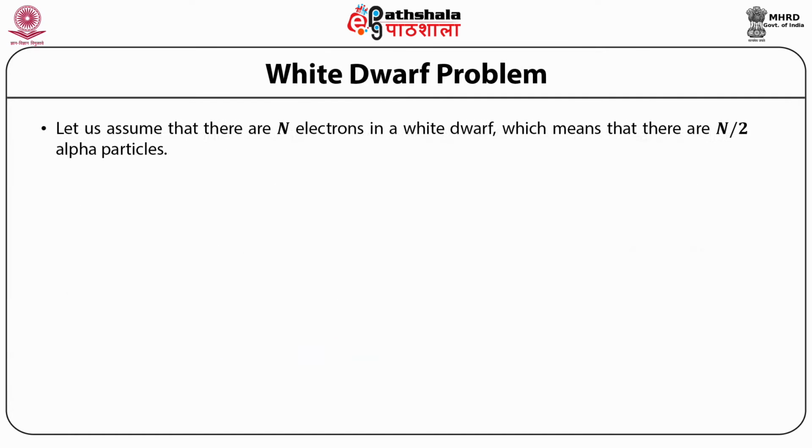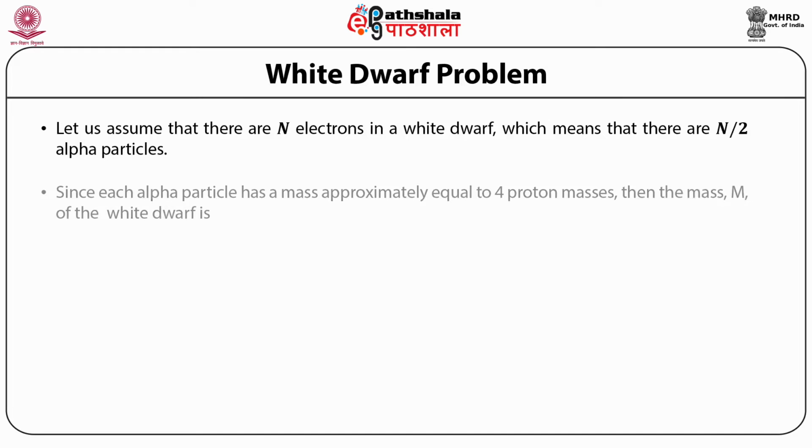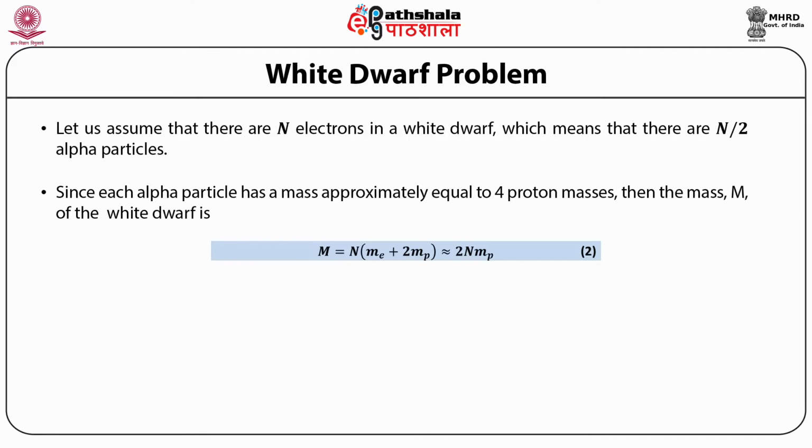Let us assume that there are n electrons in a white dwarf, which means that there are n/2 alpha particles. Since each alpha particle has a mass approximately equal to 4 proton masses, the mass M of the white dwarf is equal to n times (me + 2mp), which can be approximated as 2 n mp, where me is the mass of the electron and mp is the mass of the proton.